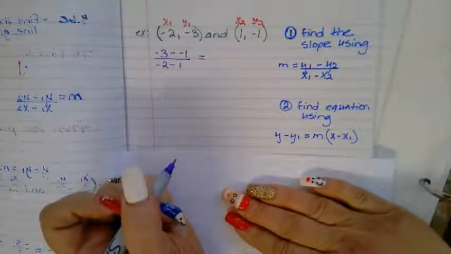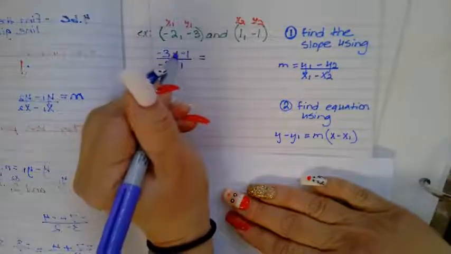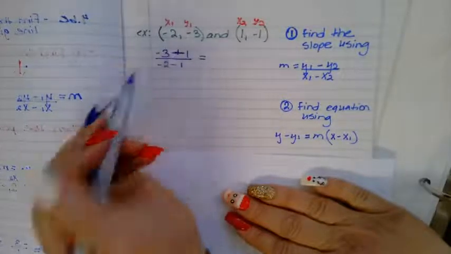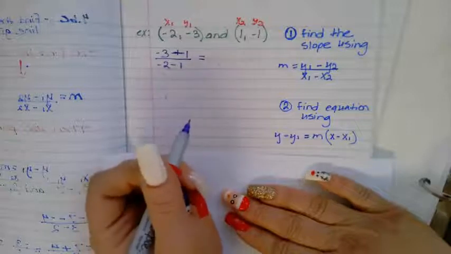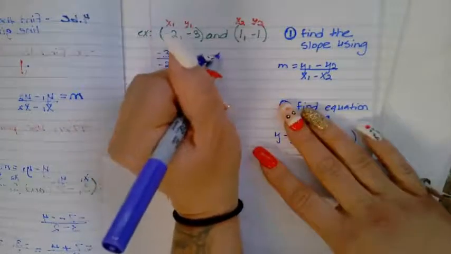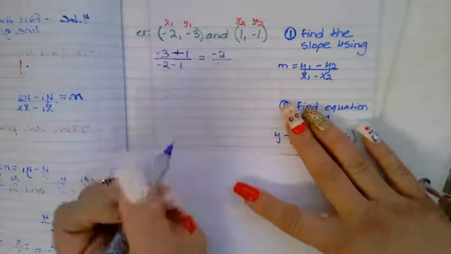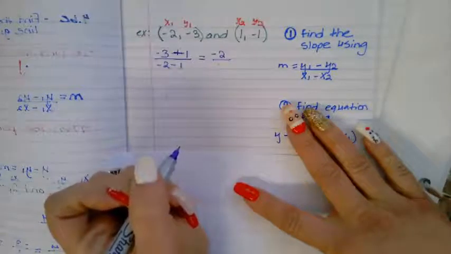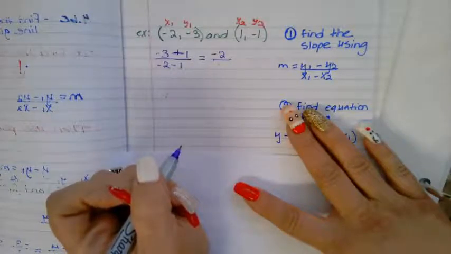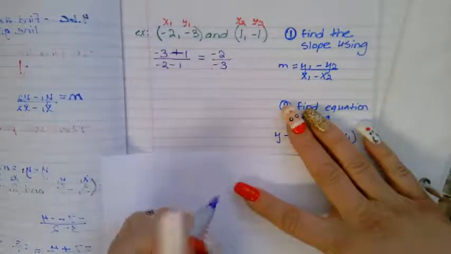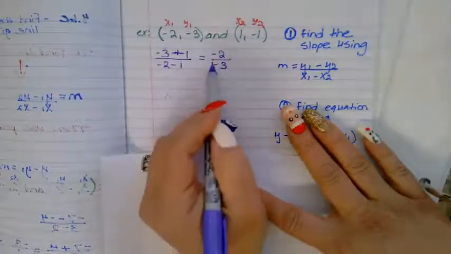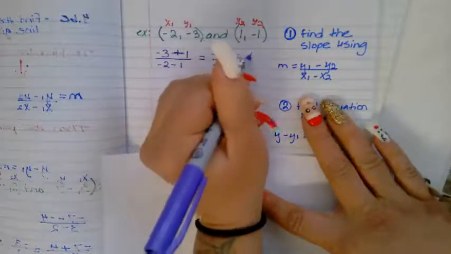So we have a negative 3. Remember, these two negatives turn into a plus sign. So negative 3 plus 1 gives us what, guys? Negative 2, thank you. Then we have a negative 2 minus 1 gives us what, guys? Okay, so we're left with a negative 2 over 3. Or a negative 2 over negative 3. So this will just change into a positive 2 over 3.